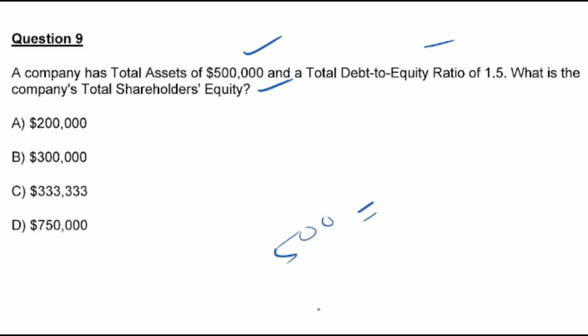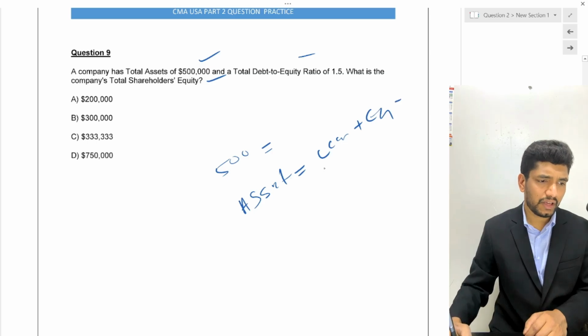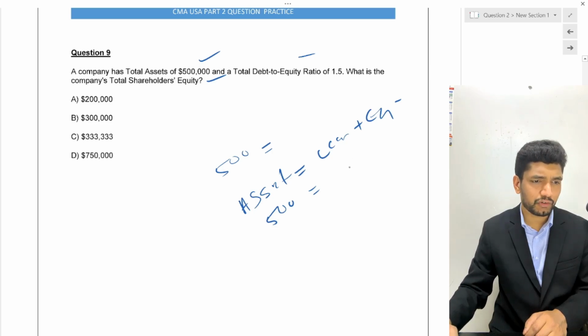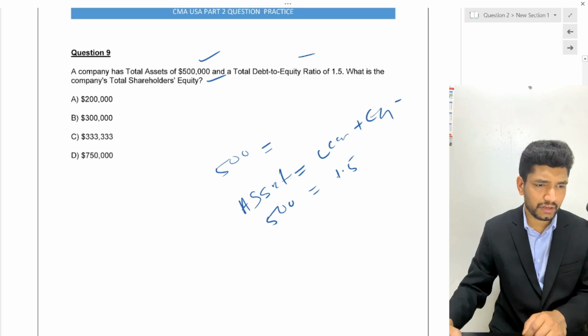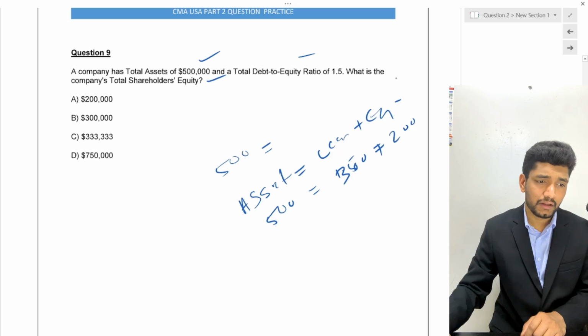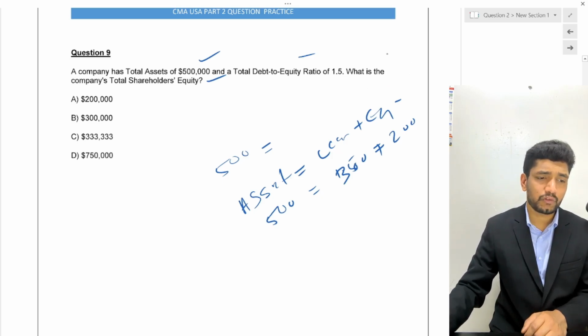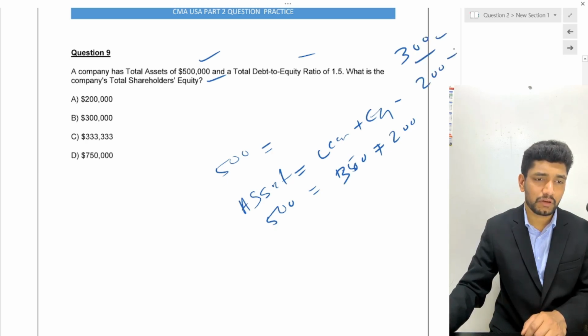So there is an accounting formula. Total asset is equal to total liability plus equity. In this case, the total asset value is already given, that is 500,000, and the debt to equity ratio is 1.5. So debt is 300 plus equity is 200. You can get this from this formula. If the debt equity ratio is 1.5, it should be 300 divided by 200. Then only debt and equity will be 1.5.